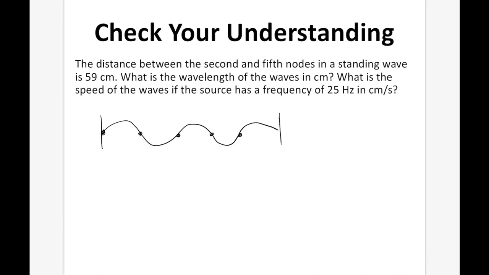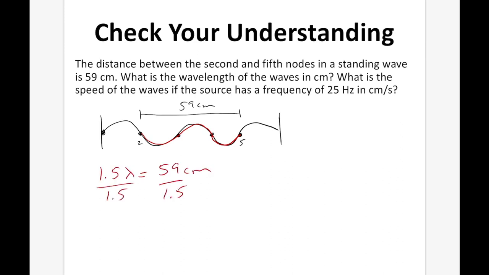So it says the distance between the second and the fifth node, so this distance right here, is 59 centimeters. Now how many wavelengths is this? Well, 1 wavelength, half a wavelength. So we could say that 1.5 lambda equals 59 centimeters. Now if we divide both sides by 1.5, we can find that 1 lambda equals 39.3 centimeters. So A, the first question is, what is the wavelength of the wave in centimeters? To 2 sig digs, it's 39 centimeters.